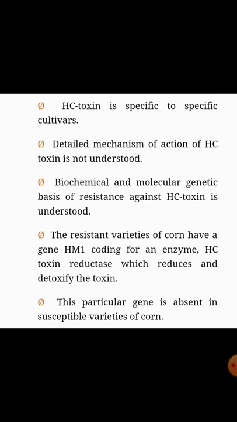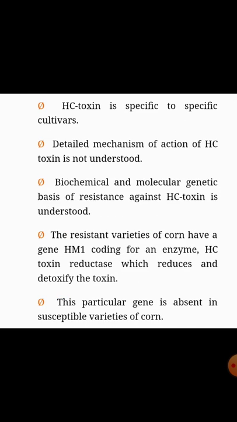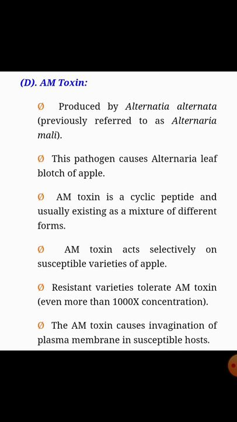And those varieties which don't have this HM1 gene are susceptible to this toxin. Otherwise, the enzyme toxin reductase is responsible for detoxifying this toxin. Last is the host specific toxin, AM toxin, produced by Alternaria alternata. This pathogen causes Alternaria leaf blotch of apple. This toxin is particularly for apple varieties. AM toxin is a cyclic peptide, usually existing as a mixture of different forms. AM toxin acts selectively on susceptible varieties of apple, as it comes under host specific.